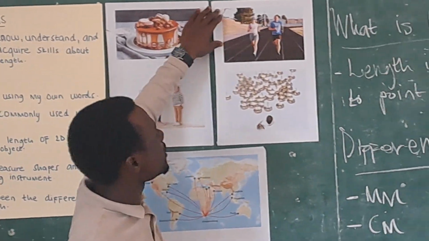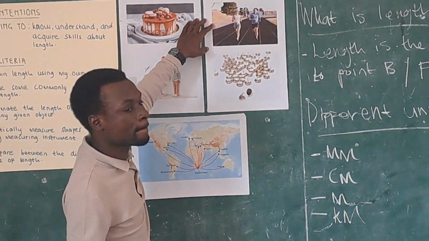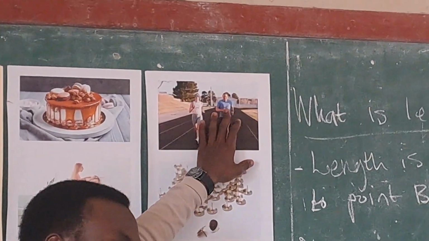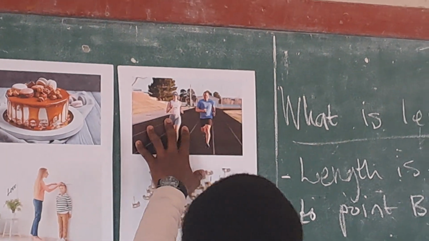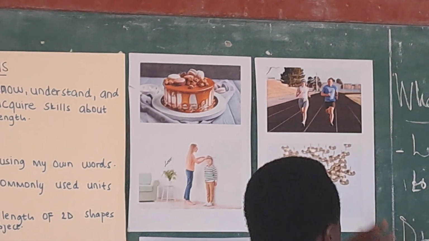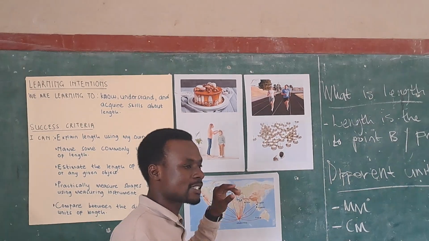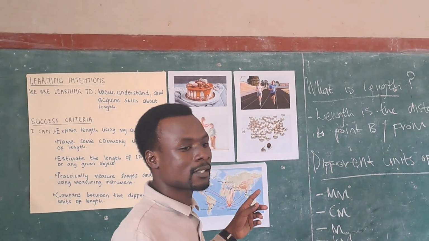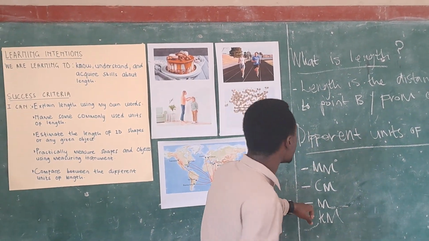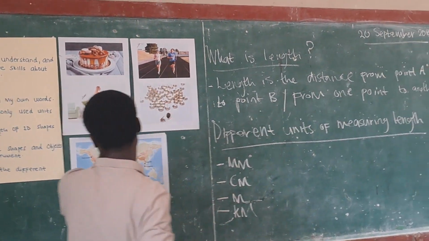Then what do we see in this picture? A man and a woman are running. Yes. Then on this picture, which unit is suitable? Of these 4 units, which one is suitable for measuring the distance that they ran? Meter or kilometer? Why don't we use millimeter to measure the distance that they ran?